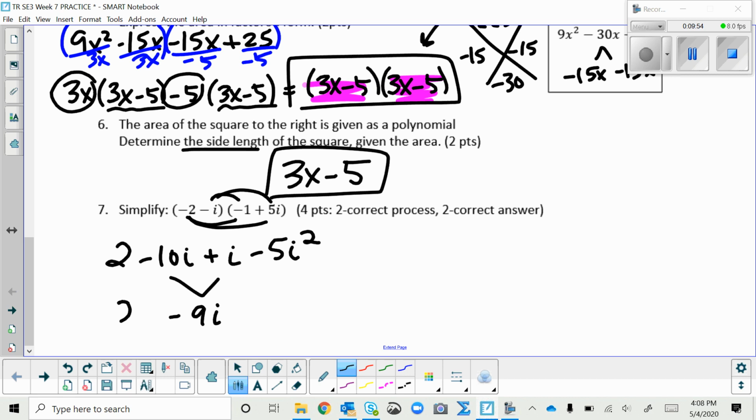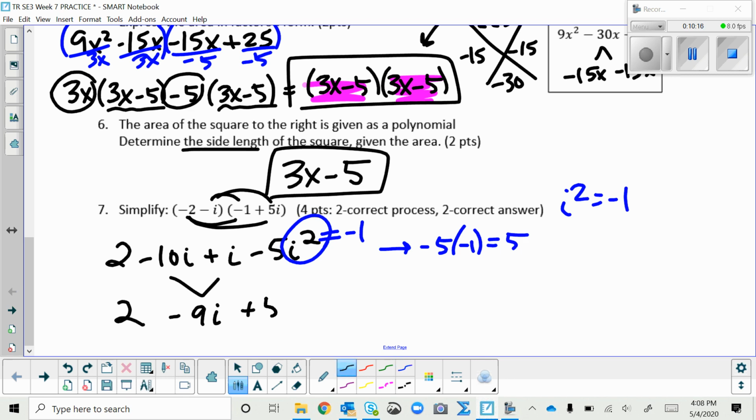Bring that 2 down. But we have to remember that anytime we see an i squared, we replace it with negative 1. Okay, i squared equals negative 1. And so that means I have, really right there, negative 5 times negative 1, which is positive 5. Then I'm going to put it back down here. And now I can combine this and this adds to 7.